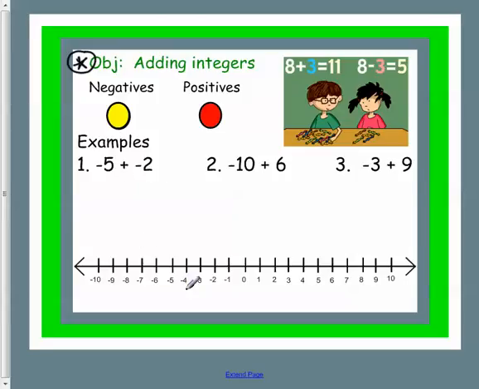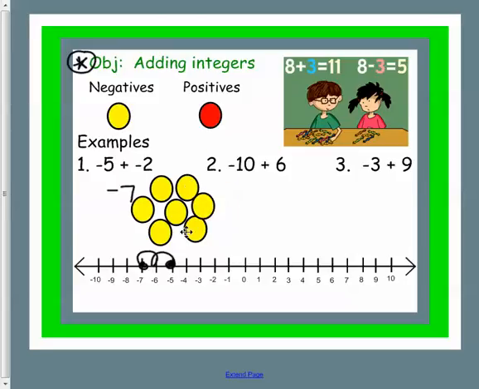-5 plus -2. Let's start at -5. If I add a -2, then I'm getting more negatives, so I'm at -7. For example, here I have 5 negatives. I put 2 more on, and now I have 7 negatives.